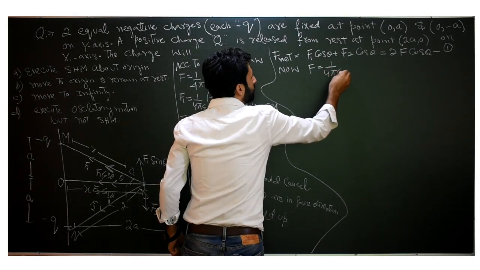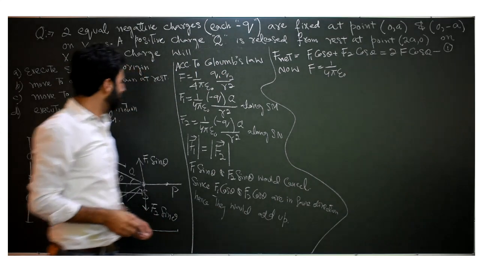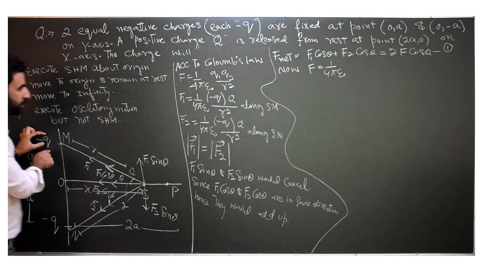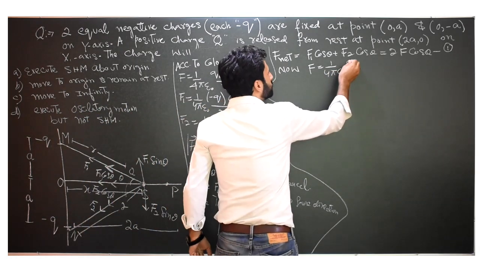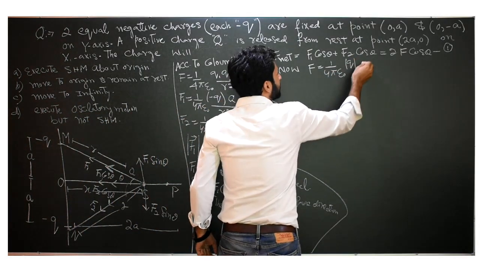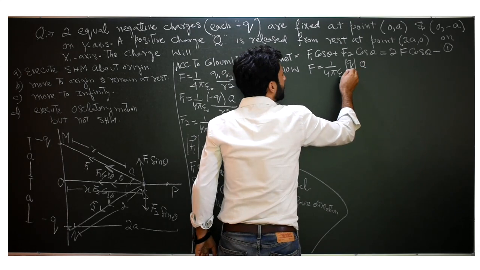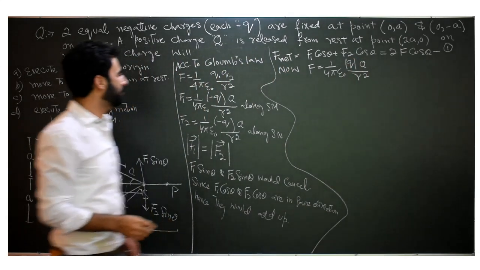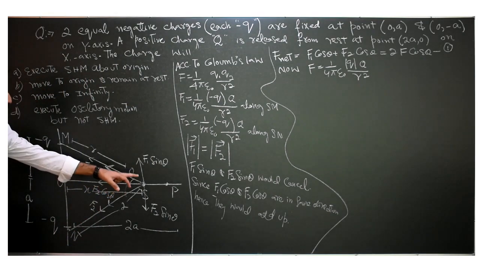F is 1 by 4 pi epsilon naught Q1. One charge is minus Q, so if you take away the magnitude, it will be Q. The second charge is capital Q, divided by R square. This is F. Also, cos theta.